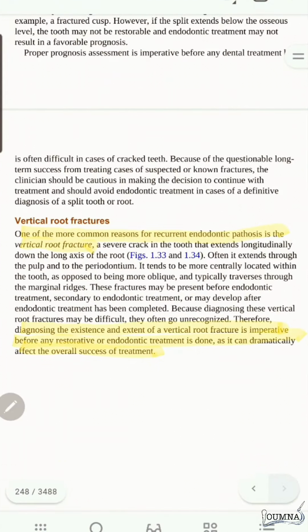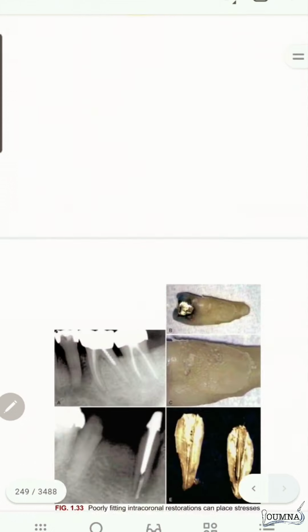The vertical root fracture is one of the most common reasons for the failure of an endodontic procedure. After the dentist recognizes the presence of the vertical root fracture, he or she can come to a conclusion of the need of doing a retreatment of the tooth, or say that the tooth is hopeless and extraction must be performed.